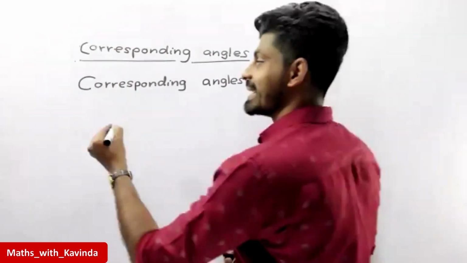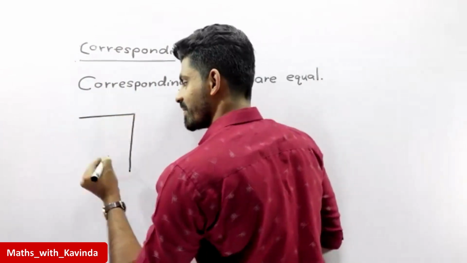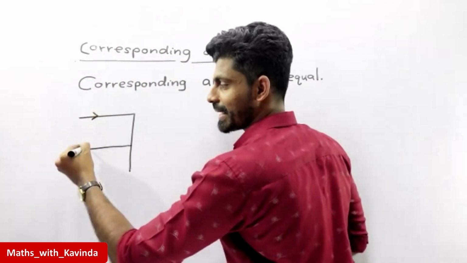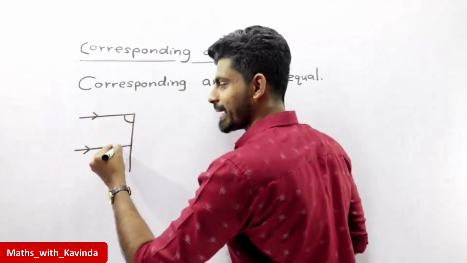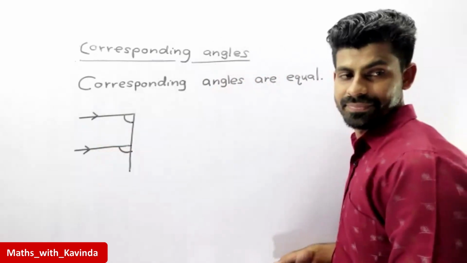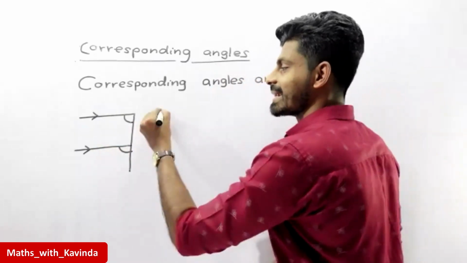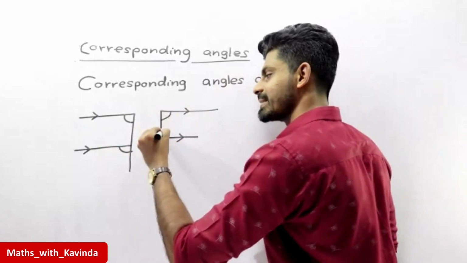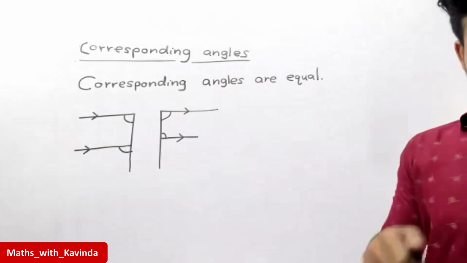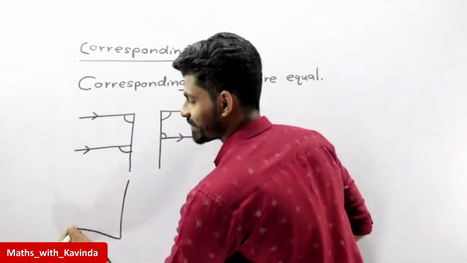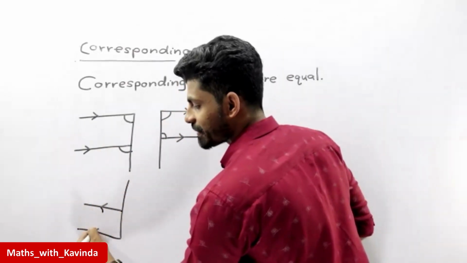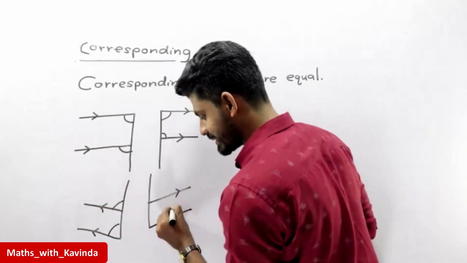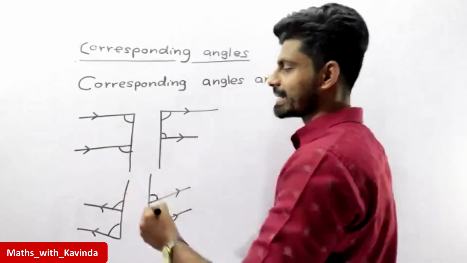So we can take the F neighbor. Those two angles are equal. Or we can take it like this. F, those two angles are equal. Or like this. F, those two angles are equal. Or this, those two angles are equal.